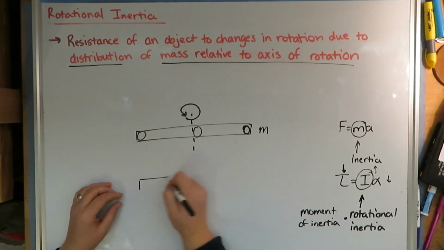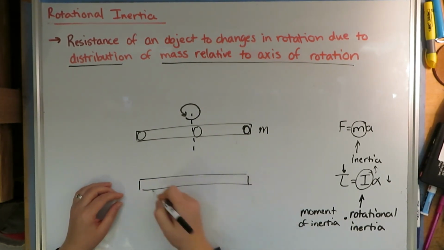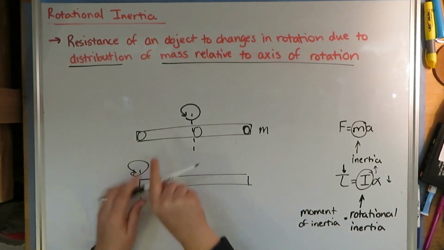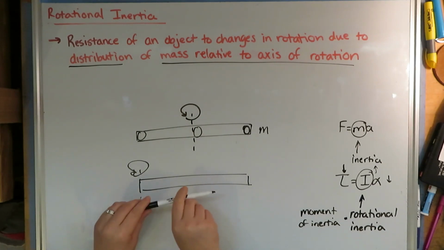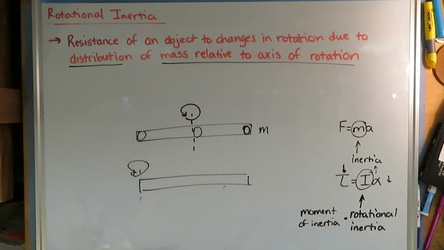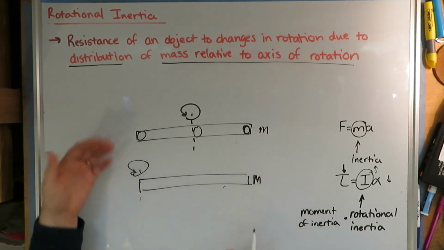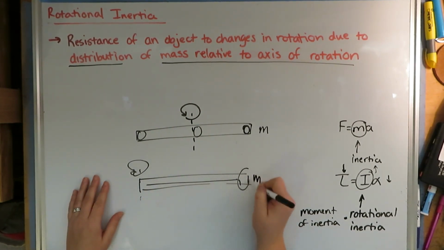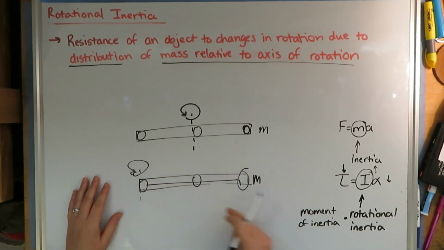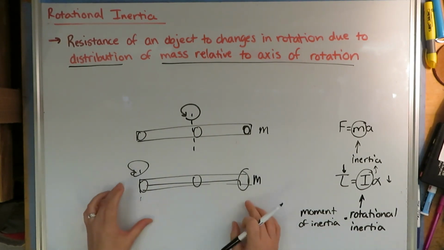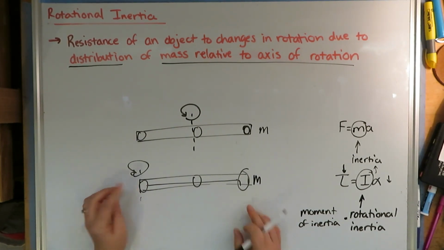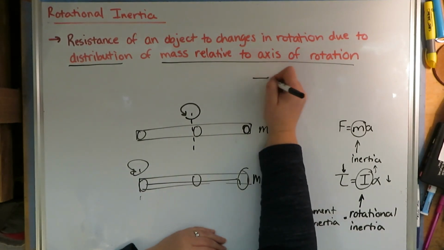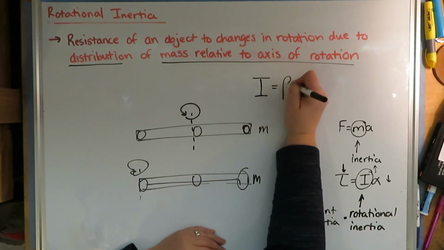Because if I take that same rod and rotate it about an end, like I was trying to swing it like a bat, I'm going to have the same mass in both cases, but when I look at how far my mass is from my axis of rotation, I can see that this mass over here is very, very far away from my axis of rotation.